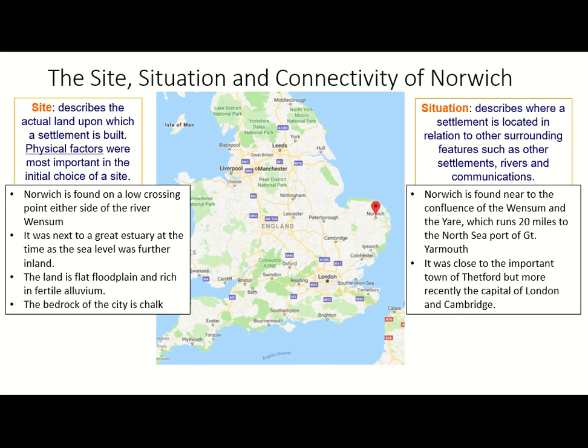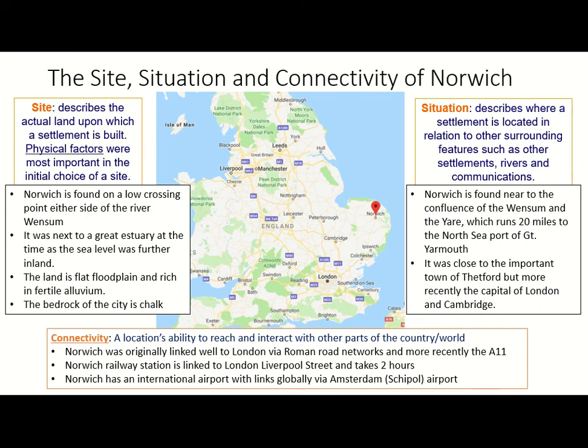But also Norwich historically was close to Thetford, which used to be an important place. I'm not saying it's not now, but not as important as it used to be. But certainly it's still within a reasonable time, two hours, hour and a half, of London and Cambridge, two very significant cities in England.